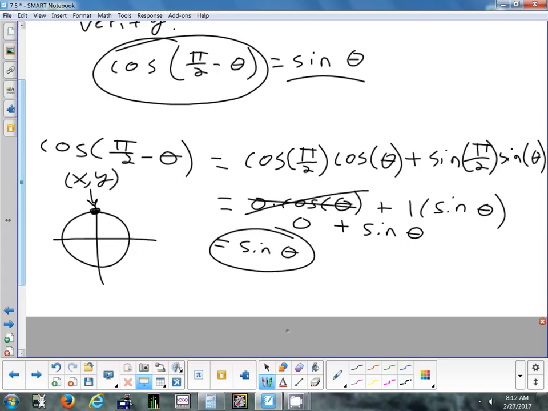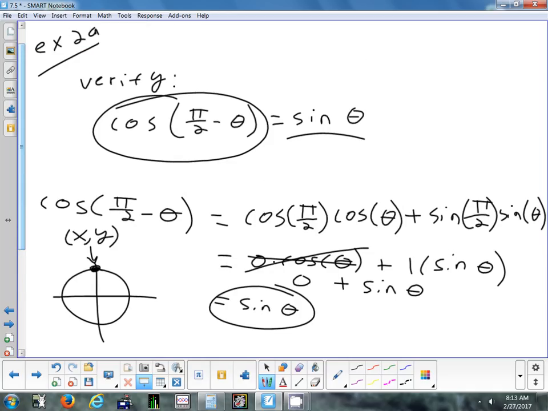Okay, so the goal with the verify is, remember, you take the left-hand side, or whatever side is more complicated, and turn it into the other side. There is going to be one very similar to that on the test. All you have to do is show me this step, that you rewrote it using a sum, or a difference, like it is in this case, and then show me that you know cosine of 90 is 0, and sine of 90 is 1, and then I can see 0 times anything cancels out, and you're just left with 1 times sine. That's all you'd have to show.